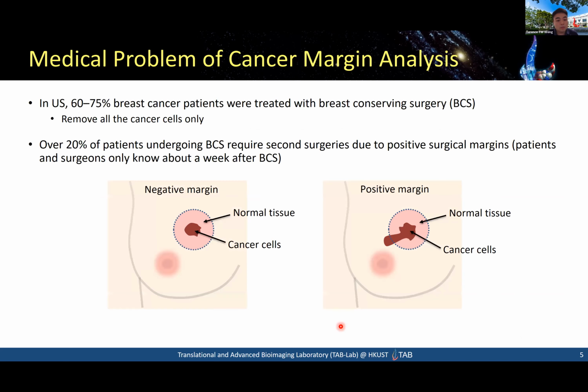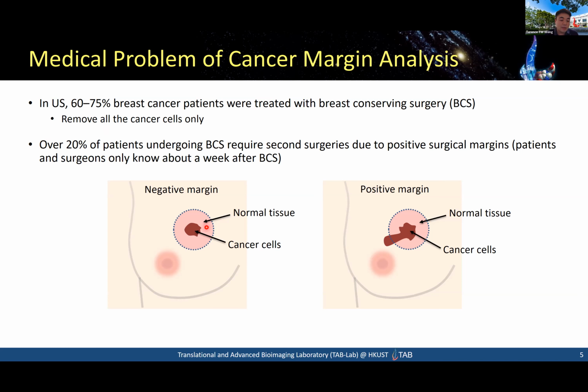Okay, so what is exactly the problem if we don't have the best technology that we have talked about so far? Just look at this cancer margin analysis medical problem in practice. Taking the United States as an example, 60 to 75% of cancer patients, like breast cancer patients, were treated with conserving surgeries. What does it mean? They try their very best to excise the problematic cancer cells out from your body, and also try their best to preserve the normal cells inside your body. Okay, so just remove the problematic cells.